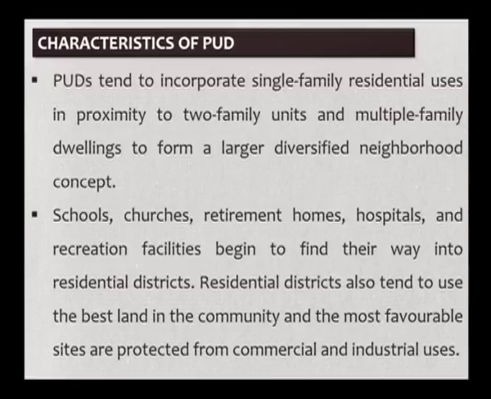PUDs tend to incorporate single family residential uses in proximity to two family units and multiple family dwellings to form a large diversified neighborhood concept. Schools, churches, retirement homes, hospitals and recreation facilities begin to find their way into residential districts. Residential districts also tend to use the best land in the community, and the most favorable sites are protected from commercial and industrial uses.